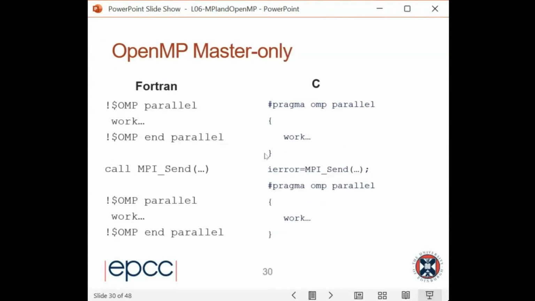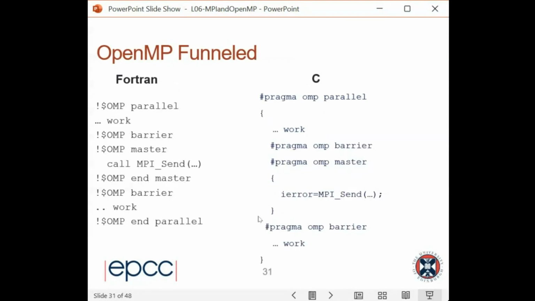Now remember that the end of the parallel region is effectively a barrier, in the sense that the parallel region doesn't finish until the threads have finished. But if you have an extended parallel region, you need to put those in for yourself. So you need to say, before I do the MPI send, I need to have completed the work, otherwise I can't send it, and I can't do the next section of work until this is completed. So you need a barrier here and a barrier here.